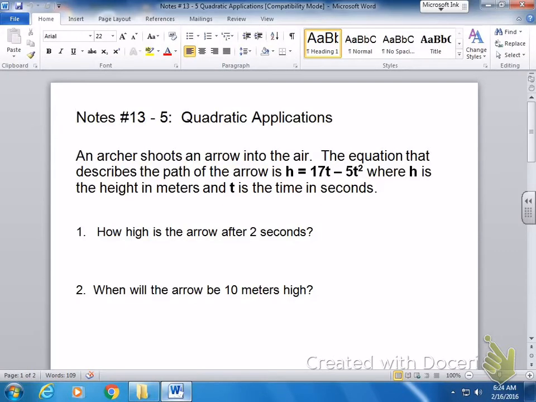All right, guys, so today we're going to talk about quadratic applications. We kind of did this at the end of 3-4. We're just basically going to have word problems. We're going to be plugging in variables and then solving.